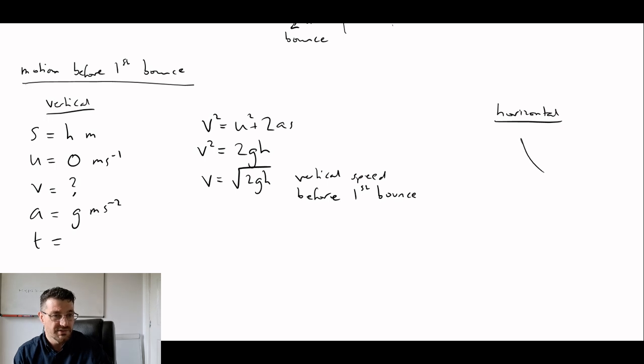Okay, horizontal, we don't really need to do anything with that, to be honest with you. And time, I'm not actually interested in that right now. But this is going to be important because this is going to follow through. I'm going to be able to use the vertical speed before the first bounce to figure out what the vertical speed is going to be after the first bounce. So let's do that now.